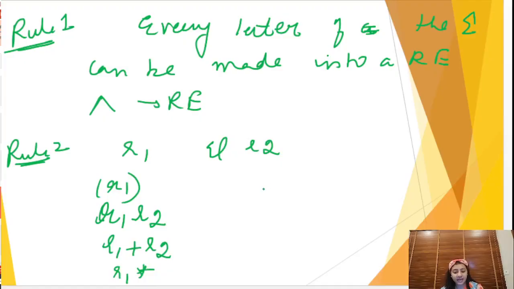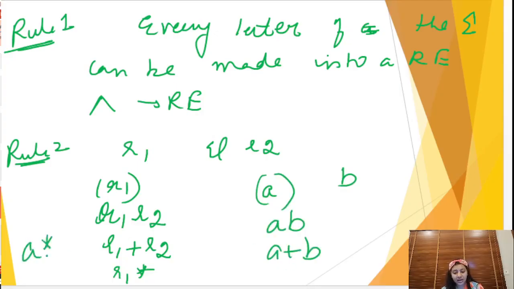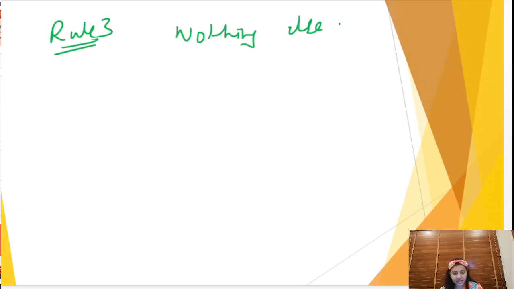So if I say that A is my one regular expression, B is my another regular expression, then R1 concatenated with R2 is also a regular expression. A plus B is also a regular expression. And if I write A star, this is also a regular expression. And nothing else besides these will be counted as a regular expression. Rule 3 says nothing else is a regular expression besides these.